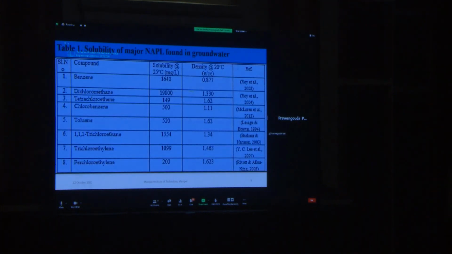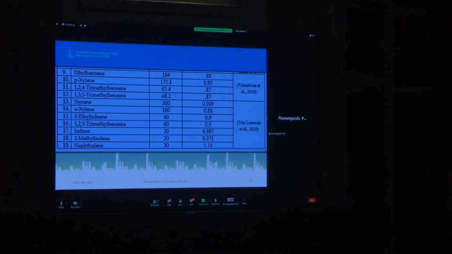This is a table which shows the solubility of the major NAPLs found in groundwater: benzene, dichloromethane, chlorobenzene, and the respective solubility at 25 degrees centigrade and density at 20 degrees centigrade. A few of them are L-NAPL, light non-aqueous liquids, and the others are dense non-aqueous liquids.